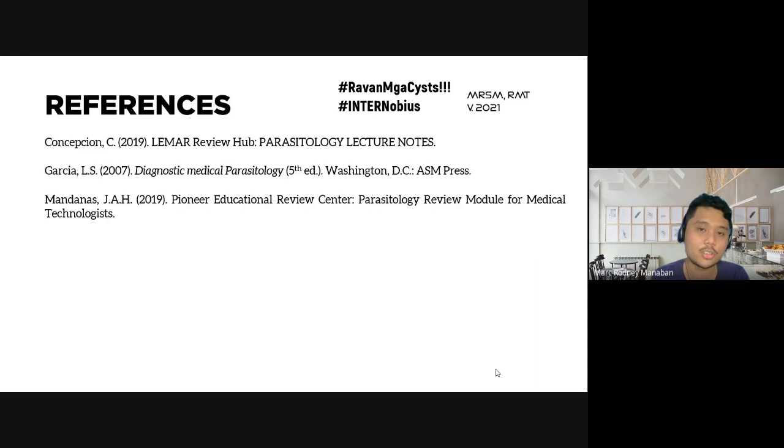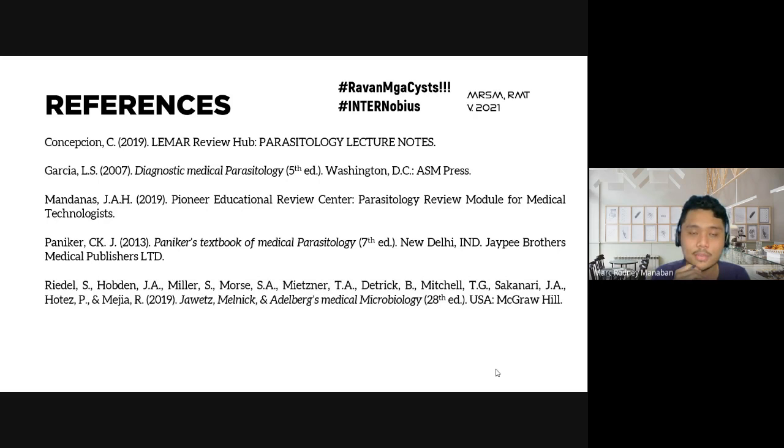Second are books, of course, starting with Garcia. This is Diagnostic Medical Parasitology. It's a great book, actually. Next, you have Panicker also, which is a book in parasitology. Also, some information from Jawetz. I included this reference because, as far as I know, majority of the medical schools use Jawetz for microbiology. All right. So at least from here, you can start reviewing for your med school after. And for Mumed after boards, right? If you go into Mumed.